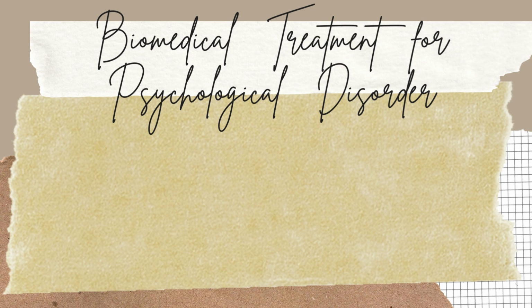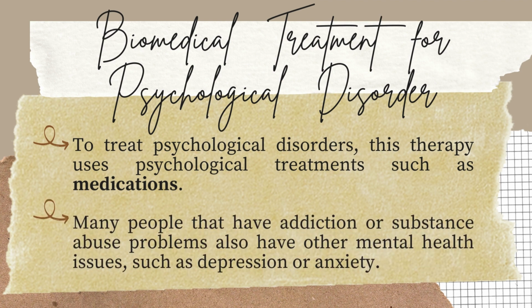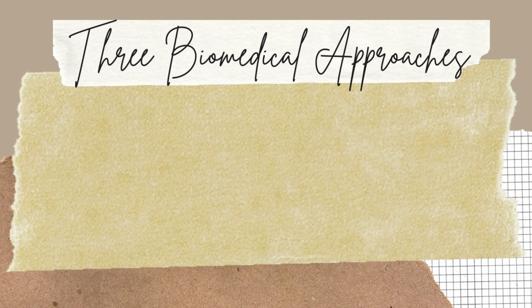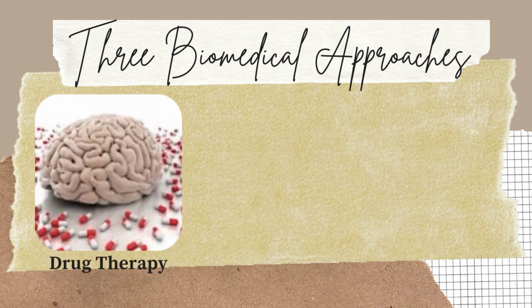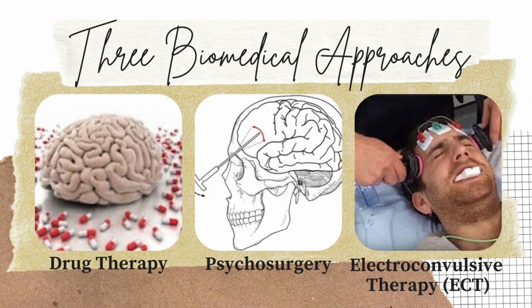One of the treatments used to treat psychological disorders is through medications. People who have addiction or substance abuse problems also have other mental health issues. There are three biomedical approaches used to treat psychological disorders, namely drug therapy, psychosurgery, and electroconvulsive therapy.